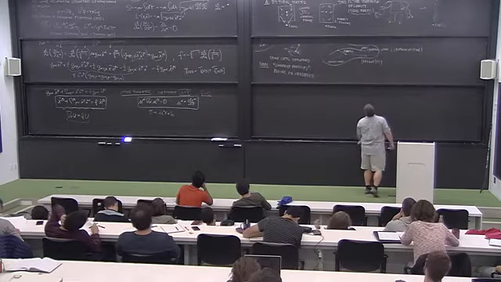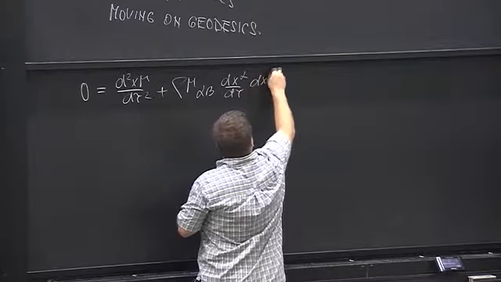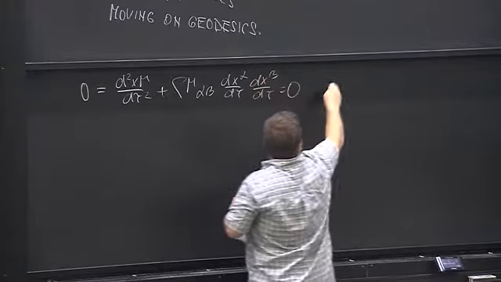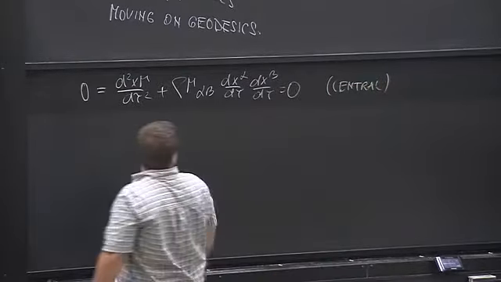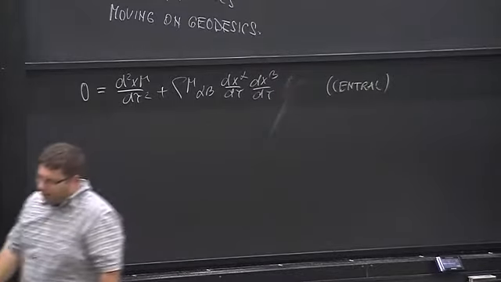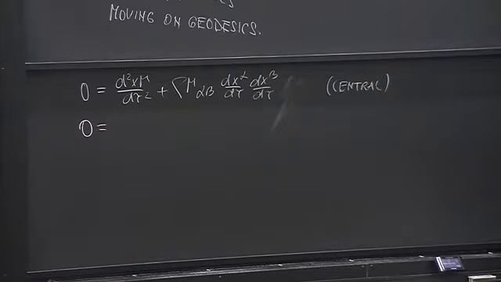Of course, I treat delta x mu as small, so I will linearize everything in delta x mu. So we have two geodesics. The central geodesic simply satisfies d squared x mu over d tau squared plus gamma mu alpha beta dx alpha over d tau dx beta over d tau equals 0. That's my central geodesic. It's still true, but it's better to have only one zero.